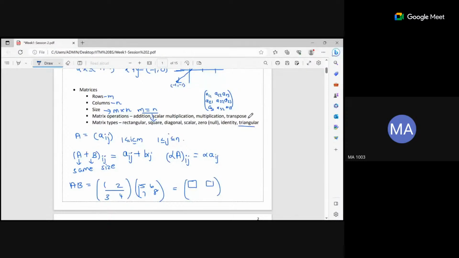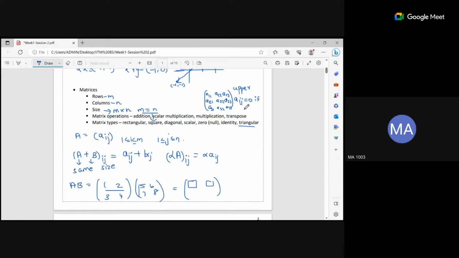Can you explain the triangular matrix? First, let's say upper triangular, by putting some conditions on aij. The elements a21, a31, a32 have to be 0. What is the relationship between i and j? aij is 0 if i is greater than j. This is for upper.